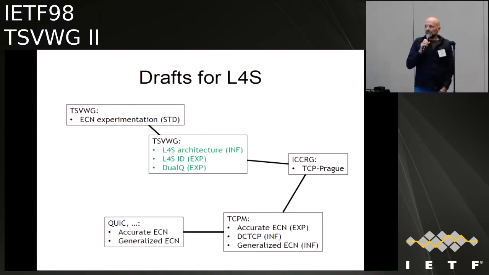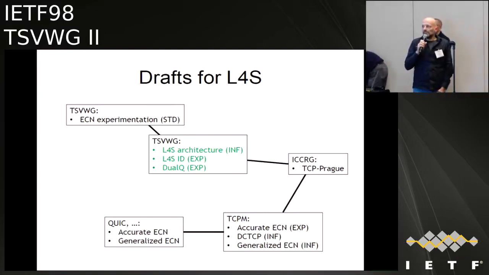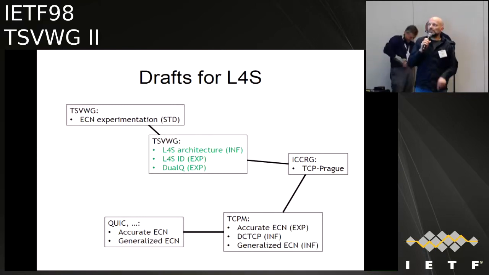The ones in green are the L4S specific drafts in TSVWG. The first one is the architecture. It's giving an overview. It's an informal draft. Then the second one is about how to recognize L4S traffic in the internet, so how to identify the packets. It's with an ECN code point in the IP header. And then the third draft is about the AQM in the network. That's also an experimental draft. And because these are experimental drafts that change the ECN behavior, we have an ECN experimentation draft, which is standard, which is handled by David Black, also in this working group.